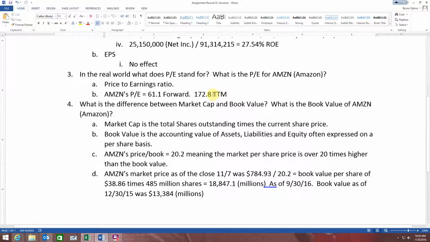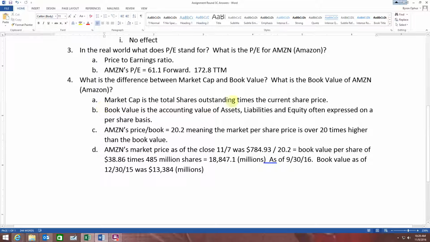The stock has been up just a bunch in the last 2 days, and so it's really changed the values. Okay, what's the difference between market cap and book value? What's the book value of Amazon? It's market cap's total shares outstanding times the current share price.